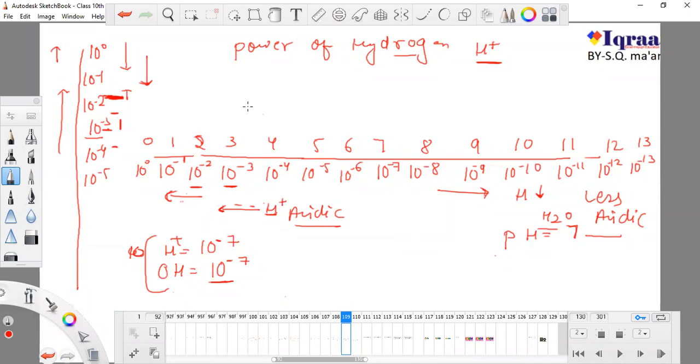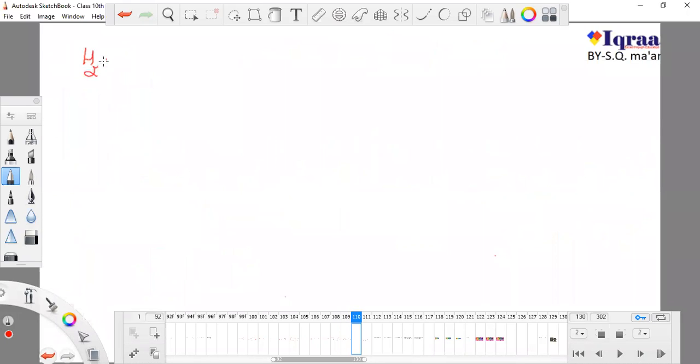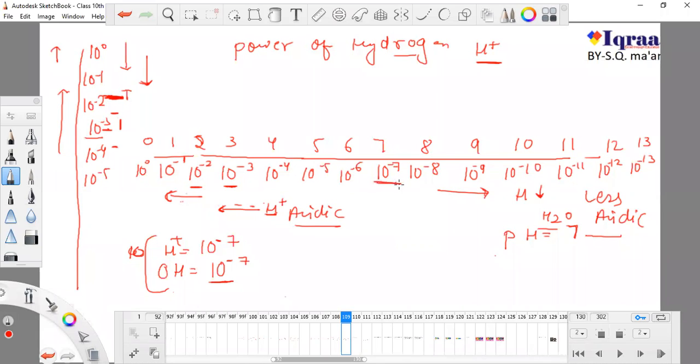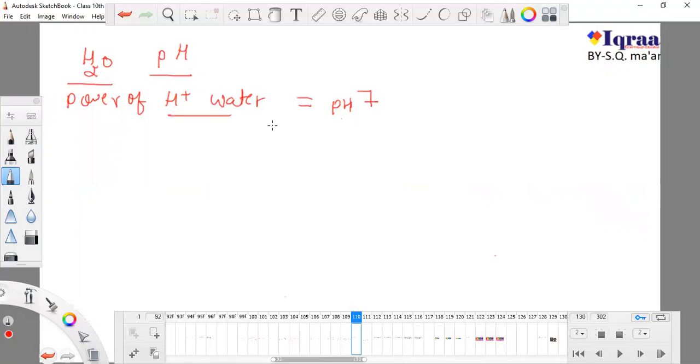Okay, so this is our pH scale, and using this pH scale, I will write the pH of H2O. Now what is the meaning of pH? The power of hydrogen ion in water. So the power of hydrogen in water is 7. Exactly, it is 10 to the power minus 7, but we can write 7. It is understandable, everyone can understand.